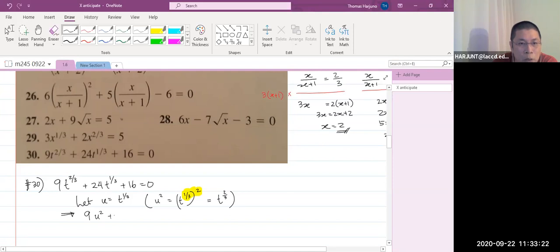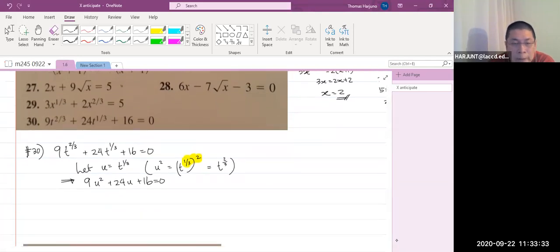9u squared plus 24u plus 16 equals 0. That's the equation now. I think I will factor it. I see that the base here is 3u and the base here is 4. The product is 12u, but if I double it, it matches. You have to double the product of the bases. If it matches the middle term, then it's a perfect square. So in this case, it is a perfect square.